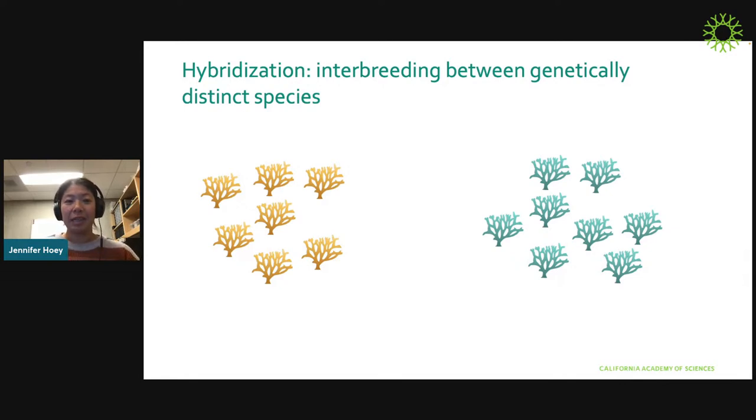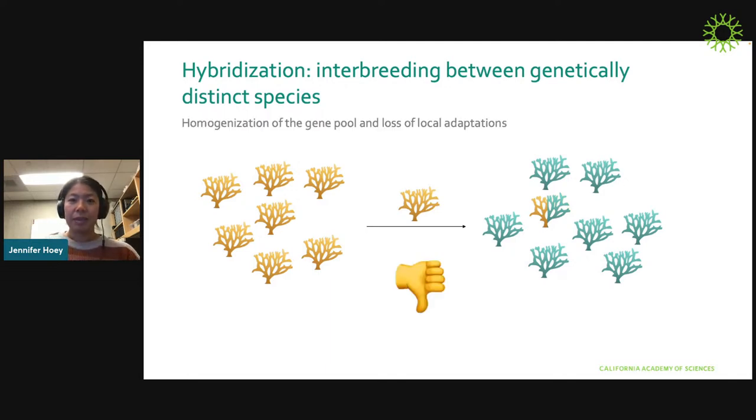And so in this example we have here, we can imagine that we've got a yellow coral species and a blue coral species. And if there's interbreeding between them and that's successful, this will result in a hybrid individual. And this process is called hybridization. So we can actually think of hybridization as a double-edged sword.